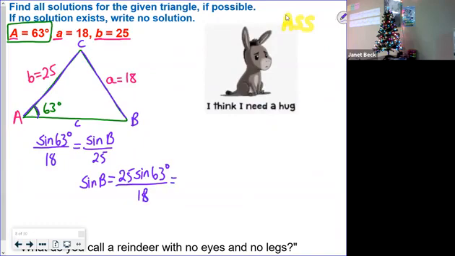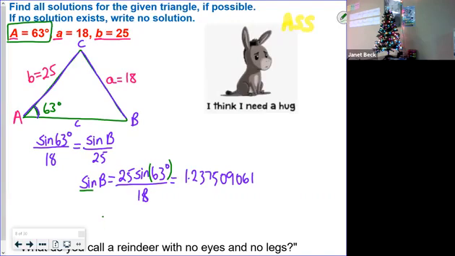That gives you... in your calculator, opens a parenthesis there. Make sure you close it before you divide. This gives you 1.237509061. That isn't angle B, that's the sine of angle B.